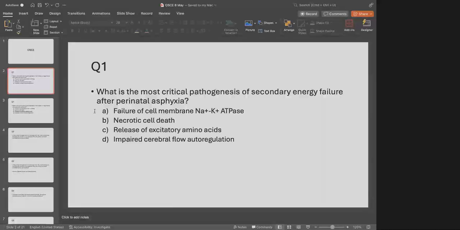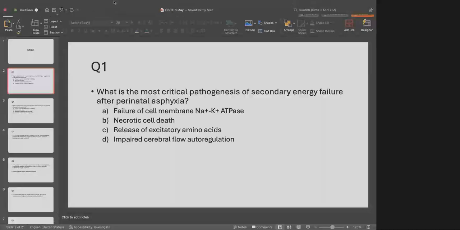So first question, when we talk about pathogenesis of perinatal asphyxia, especially related to hypoxic ischemic encephalopathy. Everyone knows that there are two stages where the damage happens: primary energy failure and secondary energy failure. So what is the most important pathogenetic mechanism in secondary energy failure? You have four options. First option is failure of cell membrane sodium potassium ATPase, necrotic cell death, release of excitatory amino acids, or impaired cerebral flow autoregulation. So you can post your answers.